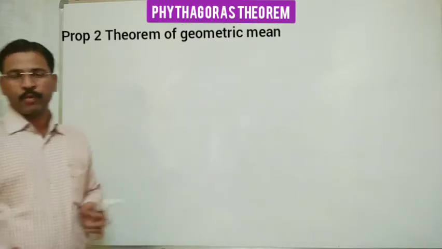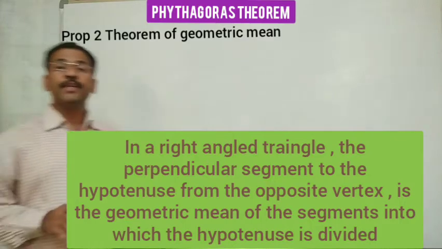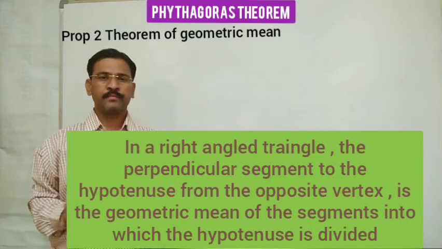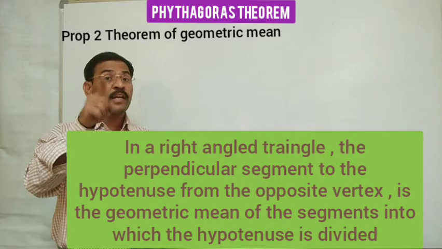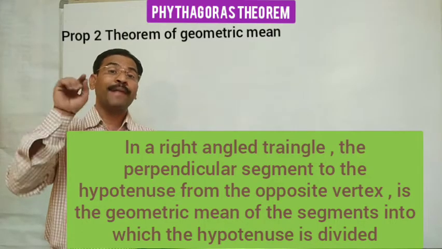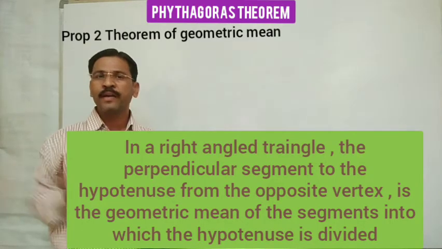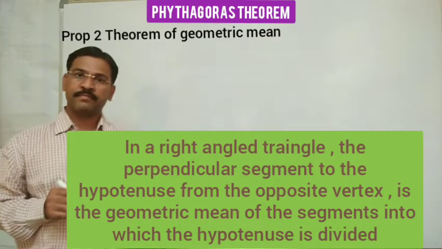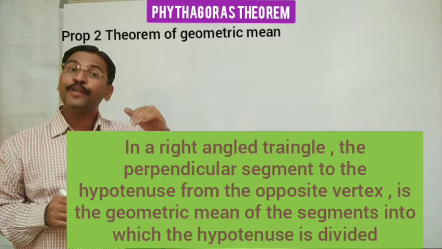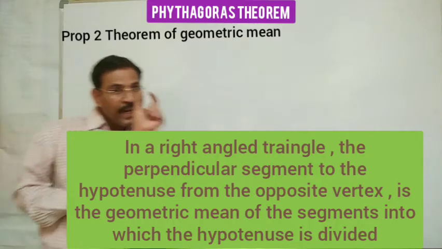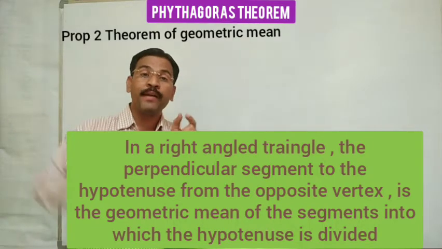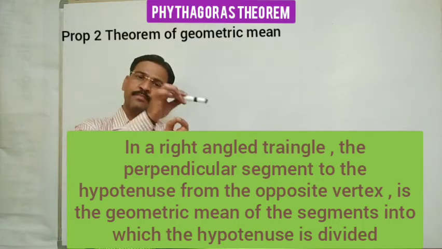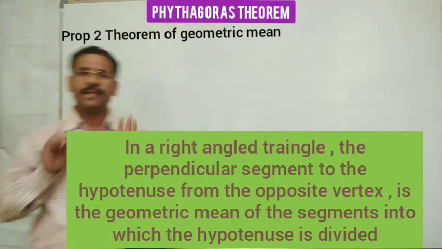Friends, take the second property. That is called the theorem of geometric mean. Geometric mean you studied last year in Maths 1. What is the geometric mean? Yes, suppose three terms are in CP. What is CP? Continued proportion. Then the middle one is called the geometric mean of the extremes. So we have to apply the same thing here.